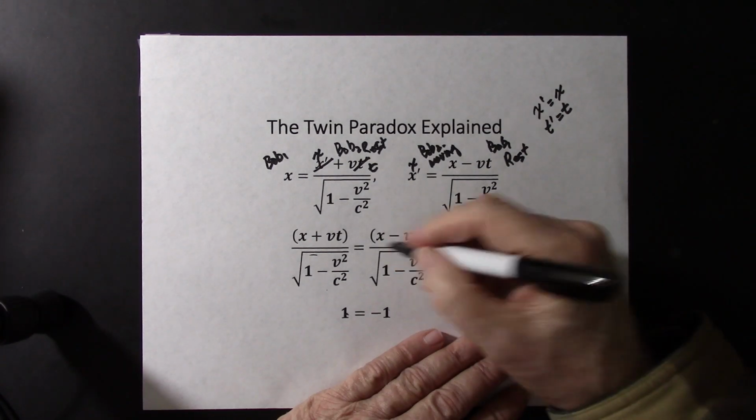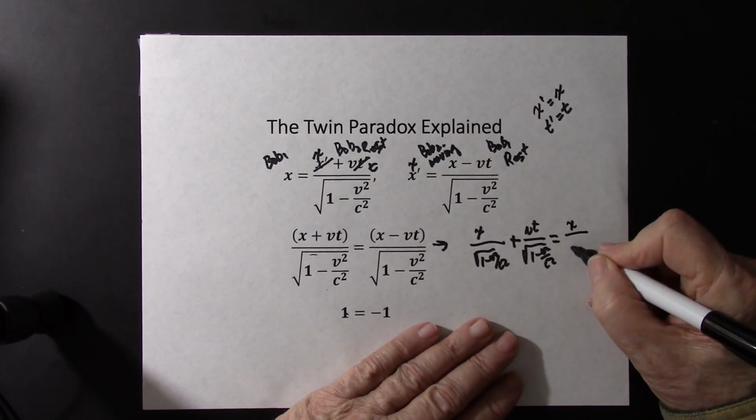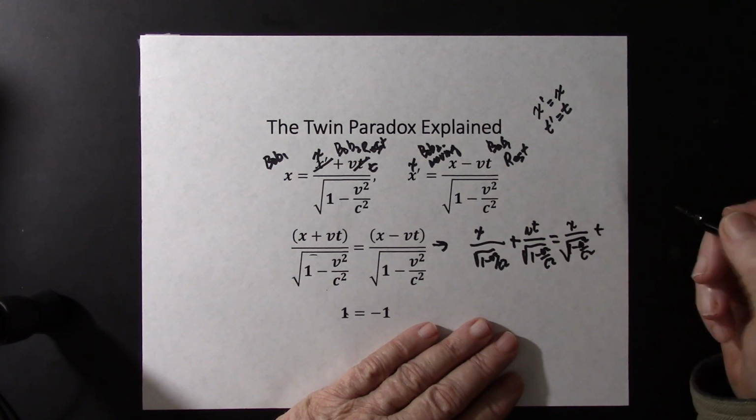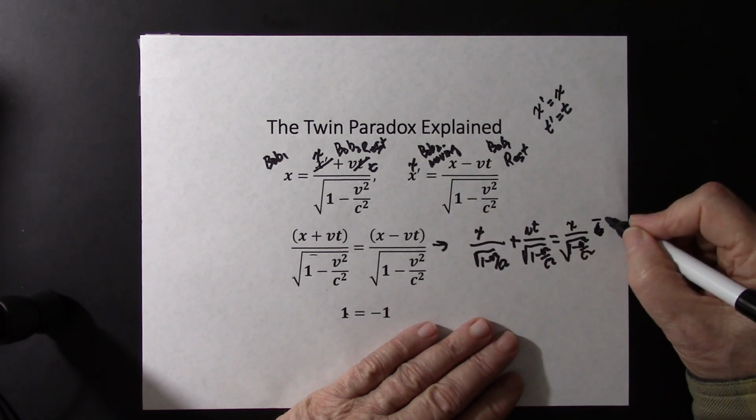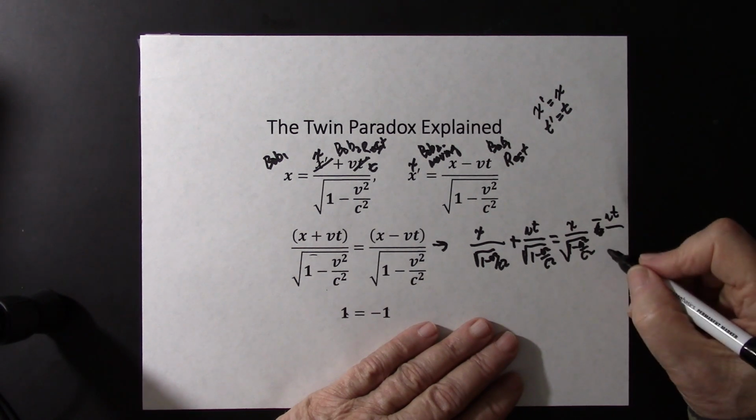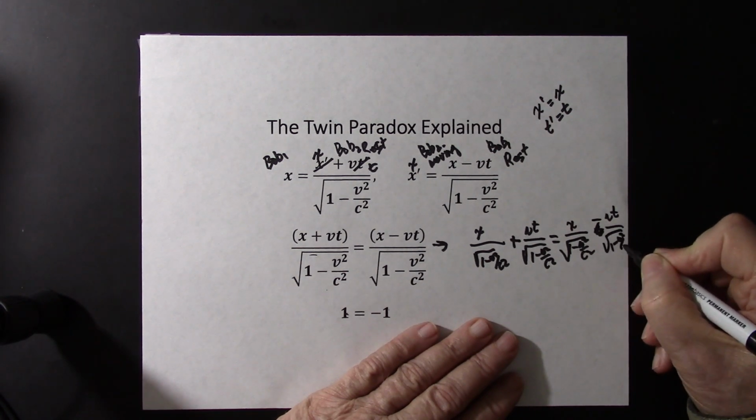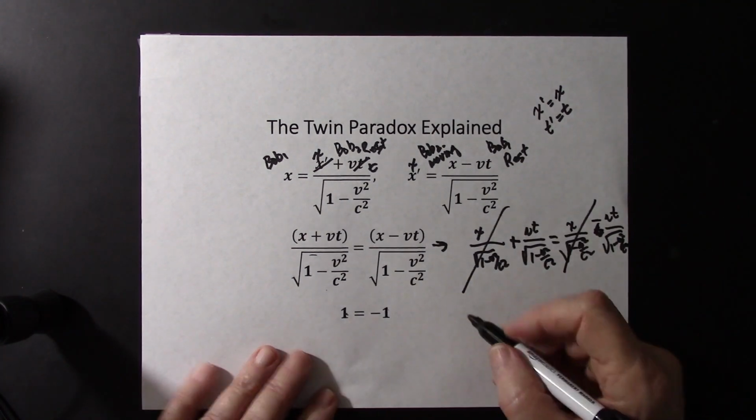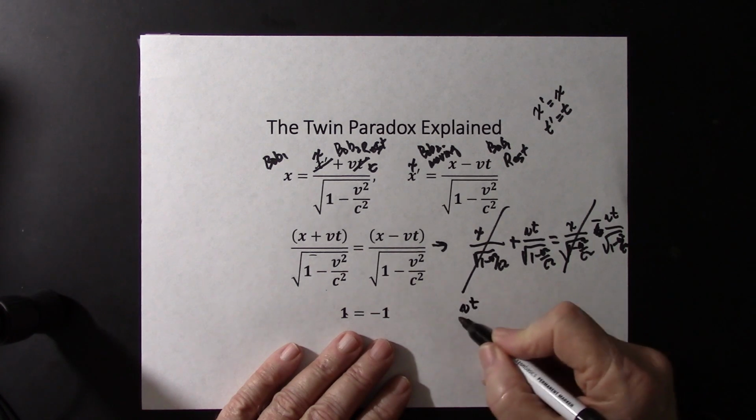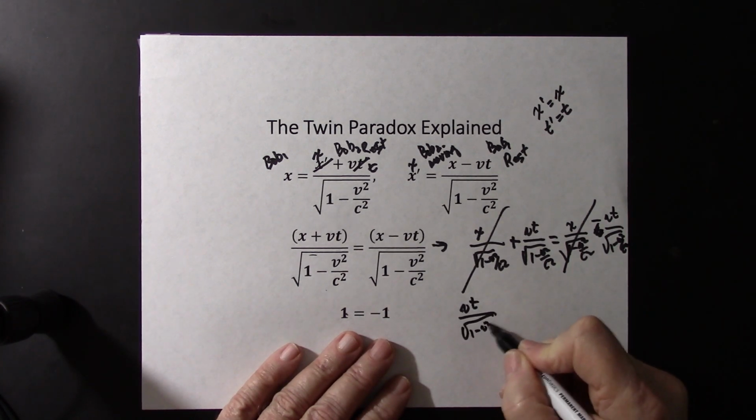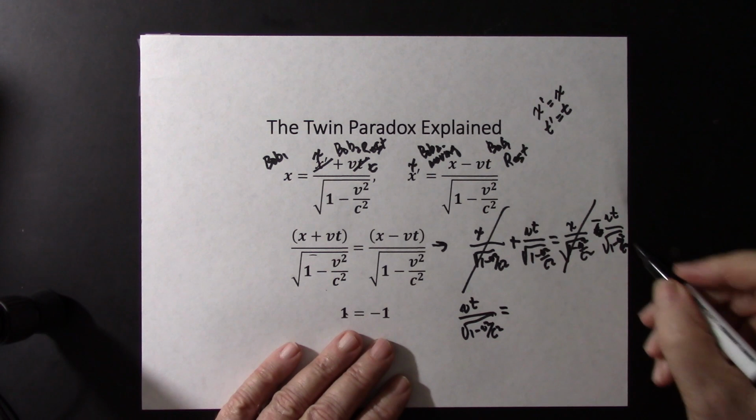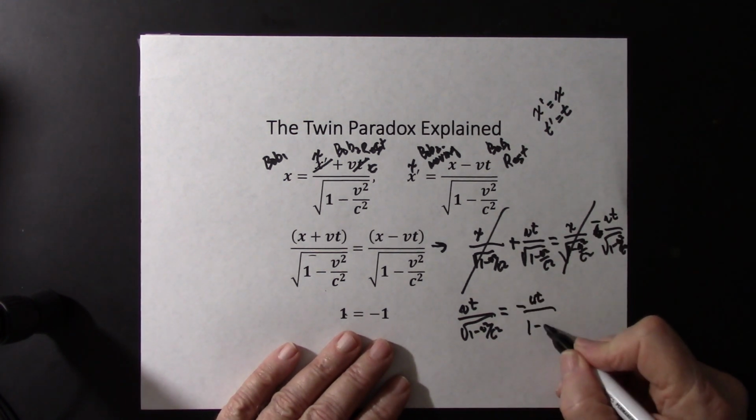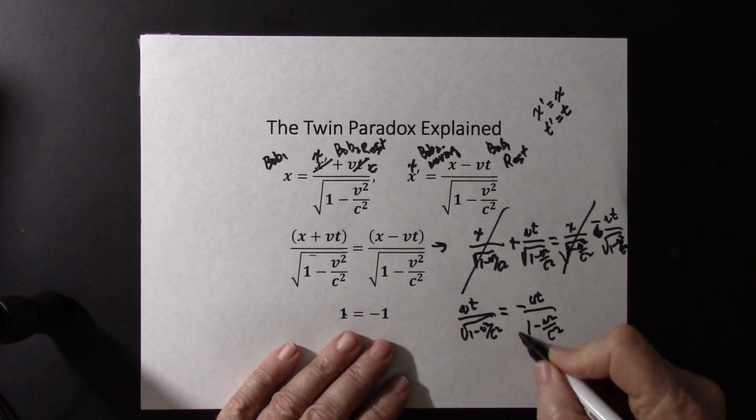And that would be equal to this side, x divided by the square root of 1 minus v squared over c squared, and then we would add to that this part, that would be a minus, and that would be vt divided by the square root of 1 minus v squared over c squared. Okay, so you notice something here. This cancels with that, and so what are we left with? Well, we're left with vt over the square root of 1 minus v squared over c squared, and that's going to be equal to minus vt, this part, divided by the square root of 1 minus v squared over c squared.